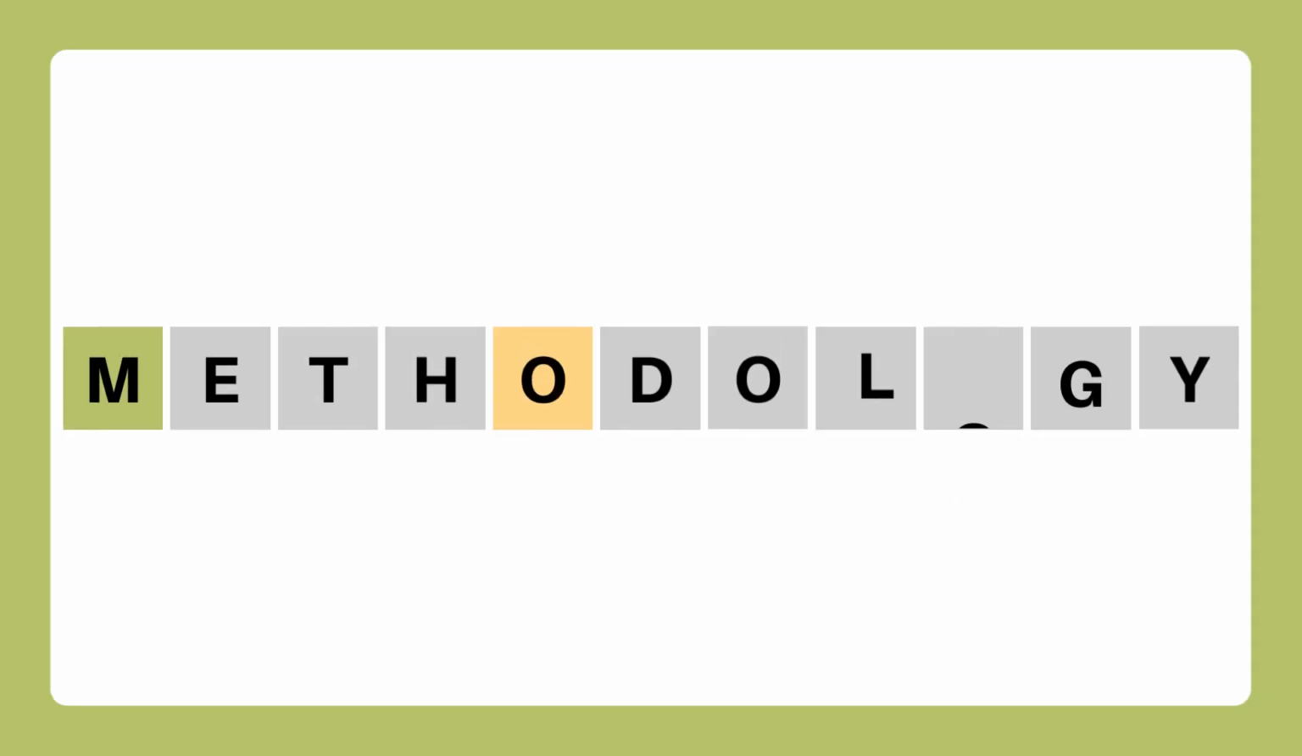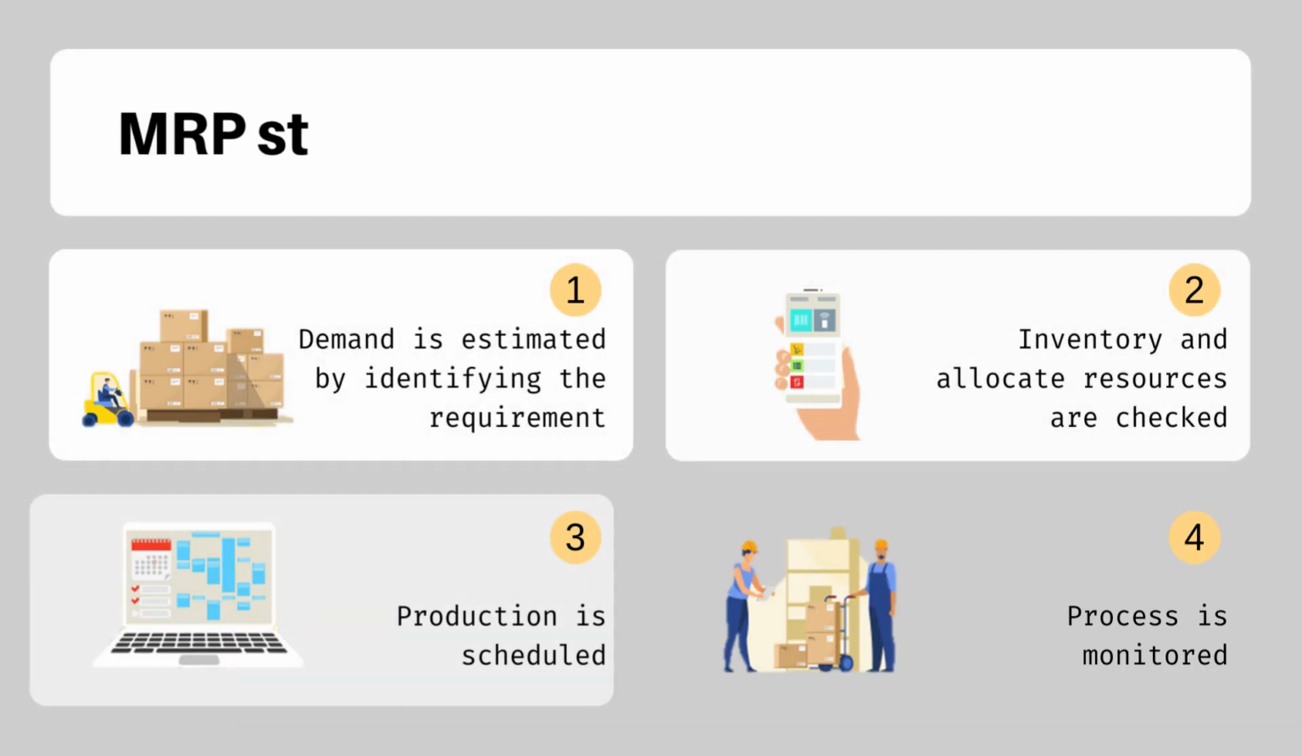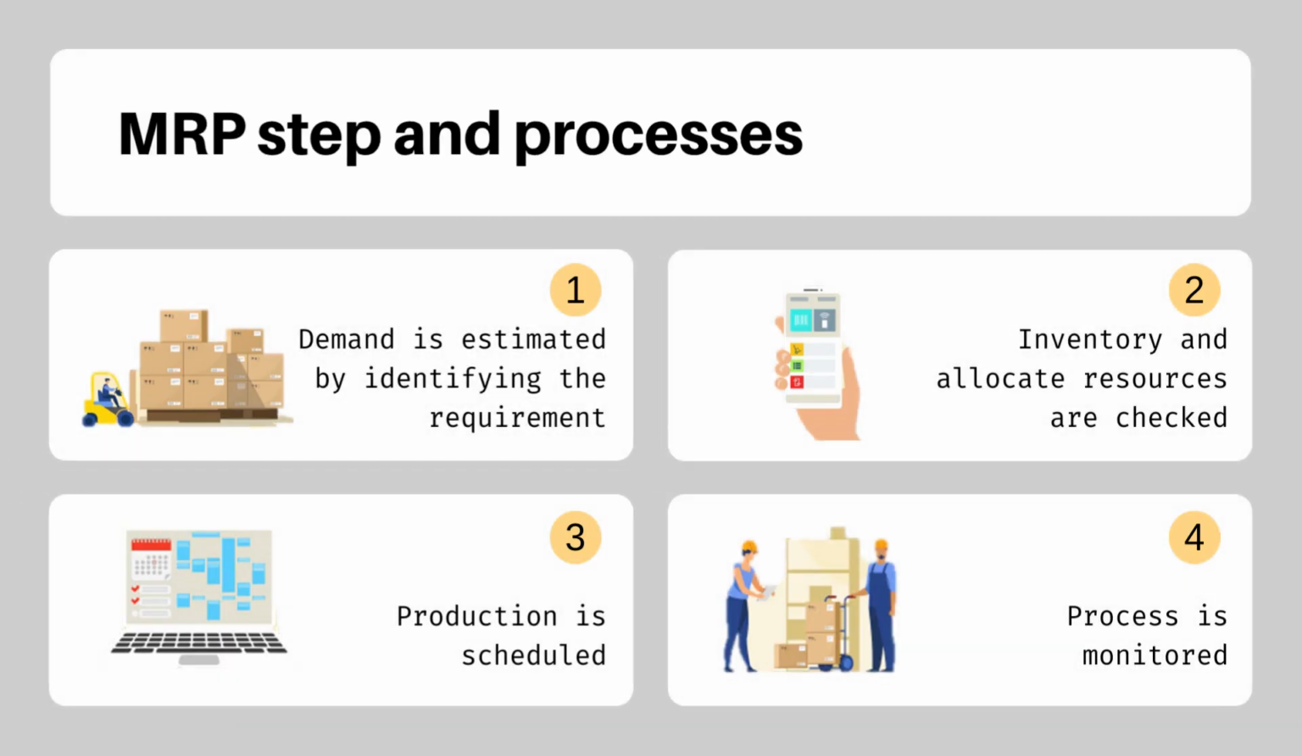My name is Wang Leong Sing and I would like to present the methodology part. The first step, demand, is estimated by identifying the requirement. The initial step of the MRP process is determining customer demand and the requirement to meet it. Utilizing the bill of materials, which is simply a list of raw materials, assemblies, and components needed to manufacture an end product. Second step, inventory and allocate resources are checked.